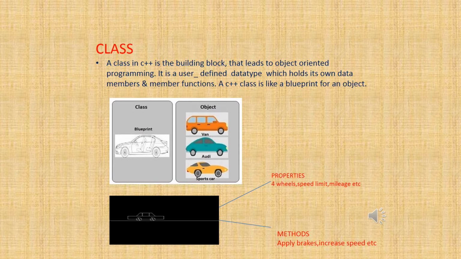For example, consider the class of cars. There may be many cars with different names and brands, but all of them will share some common properties. Like all of them will have 4 wheels, speed limit, mileage, etc. So here car is the class and wheels, speed limit, mileage are their properties. In this example, data members will be speed limit, mileage, etc. And member functions can be apply brakes, increase speed.